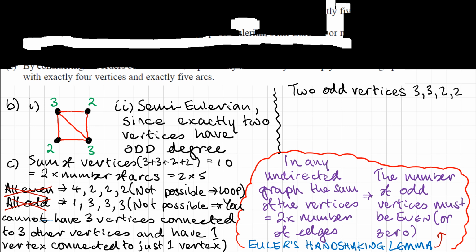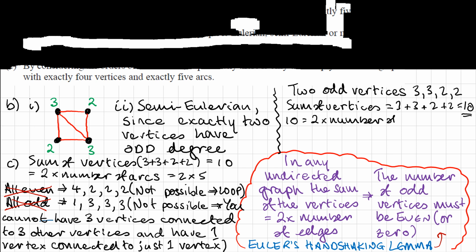Now at this point we can go back to this piece of information that we had here. In any undirected graph, the sum of the vertices equals 2 times the number of edges. Well, the sum of the vertices here, if 2 of them are odd, is going to be 3 plus 3 plus 2 plus 2, which is 10. And we know that that's got to be equal to 2 times the number of edges. So 10 is equal to 2 times the number of edges, which must mean that the number of edges is 5. So the number of edges has to be 5.